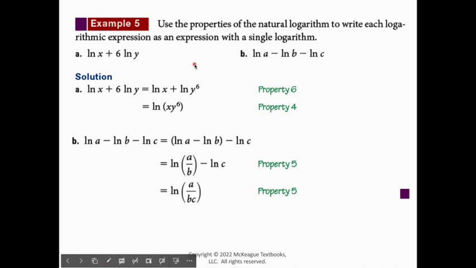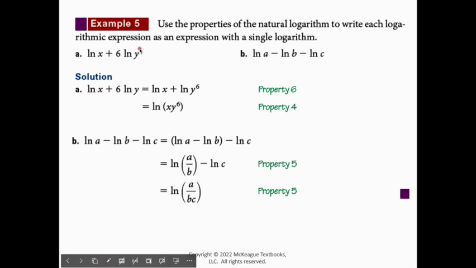In the previous example, we had one single term and we expanded it into multiple terms using the properties of logarithms. Now we're going to work backwards and we're going to take multiple terms and combine them into one. So looking at example A, we have two terms that are separated by a plus, and we also have this 6 here that we can bring up so that it's an exponent for y.